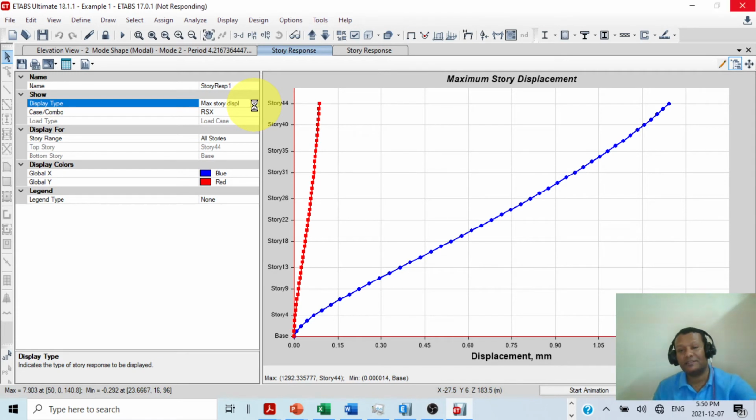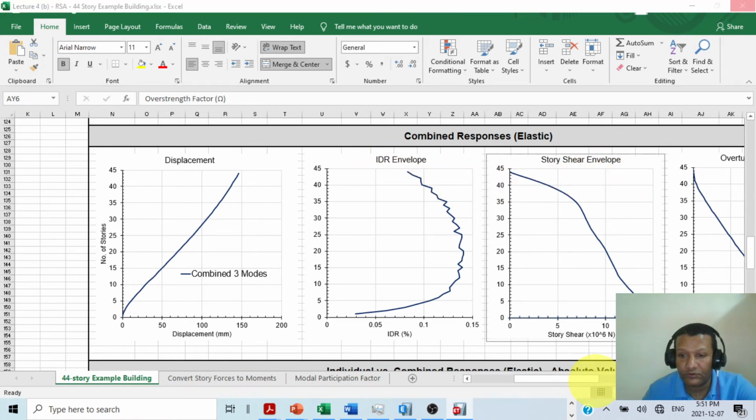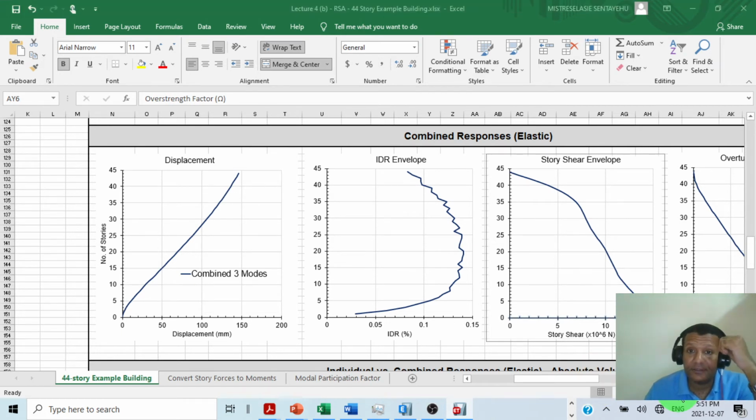Sorry, it takes time. The same combined response is noticed here also, but it will take time. When it comes, I will show you displacement, inter-story drift, story shear, and overturning moment that were extracted in Excel.